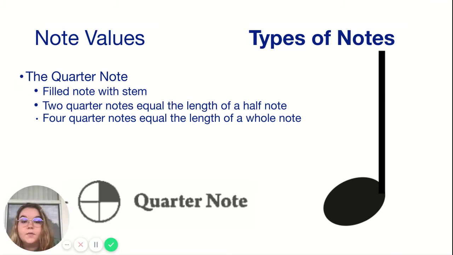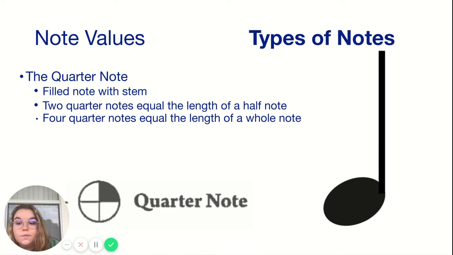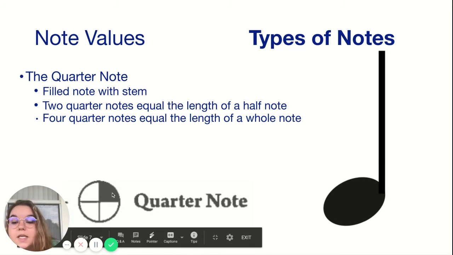And then finally we have the quarter note, which is a filled note with a stem. 2 quarter notes equal the length of a half note. 4 quarter notes equal the length of a whole note. You can see in the pie chart that the quarter note is 1/4 of the circle, and if you had another quarter note, that would be the same as the half note. If you had 3 more quarter notes, that would be the same length as the whole note.